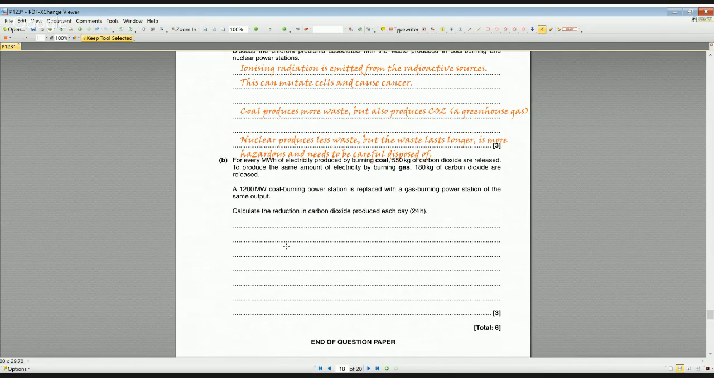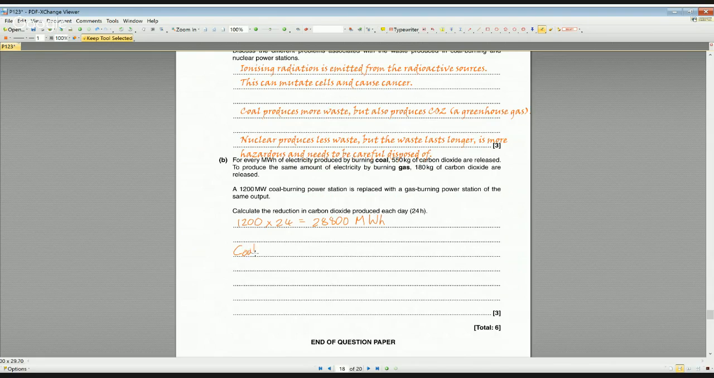Calculate the reduction in carbon dioxide produced each day. Well, the first thing we need to work out here is the amount of energy produced in one day. So to do that, we need to multiply 1200 megawatts by 24 hours. And that will give us 28,800 megawatt hours. So that is the energy output of both of these power stations in one day.